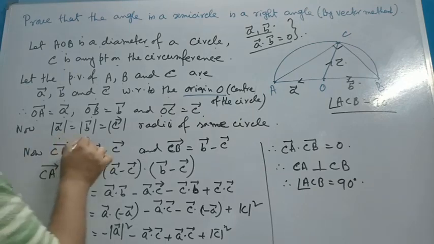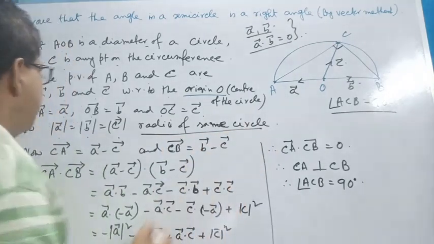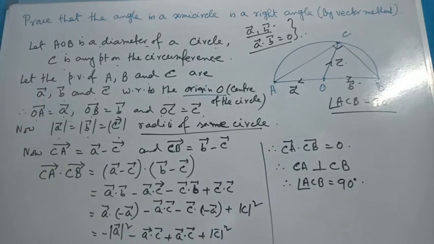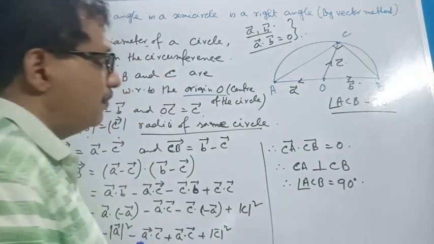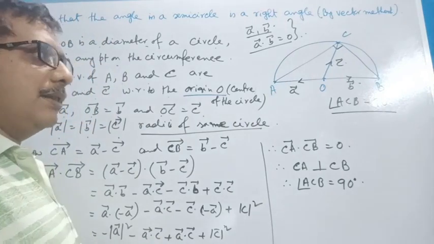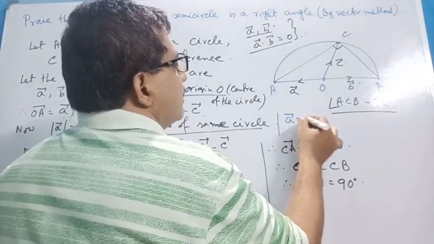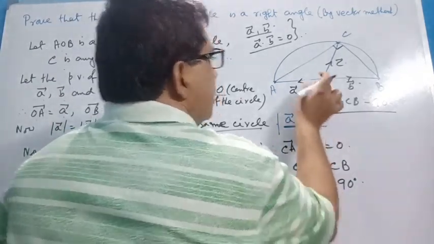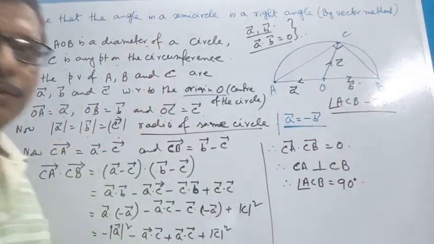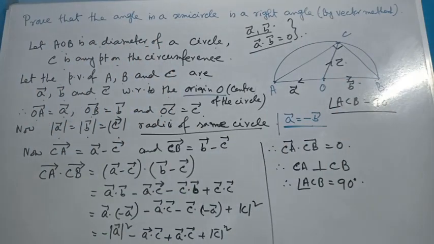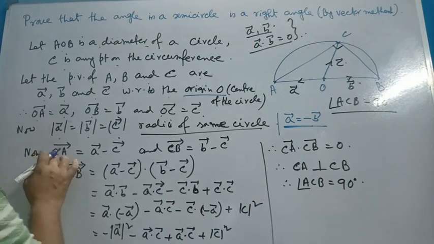Mod of a is equal to mod of b is equal to mod of c, since they are radii of the same circle. Very easy. OA, OB and OC have the same length. And there is another relation between a and b: the lengths are the same but the directions are opposite. So we can write a vector is equal to minus b vector, since their magnitudes are the same and they are in opposite directions. That means we can conclude a is equal to minus b.